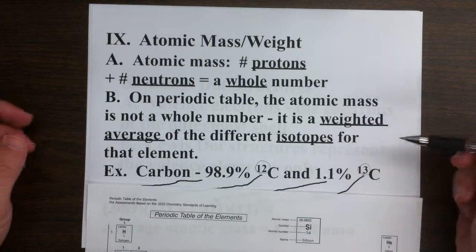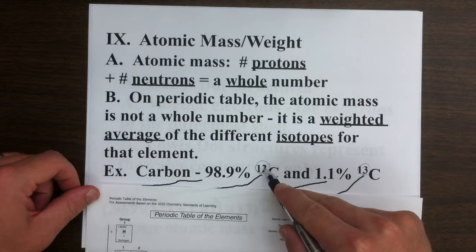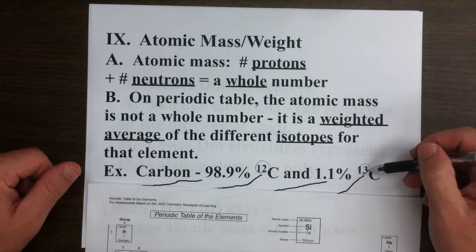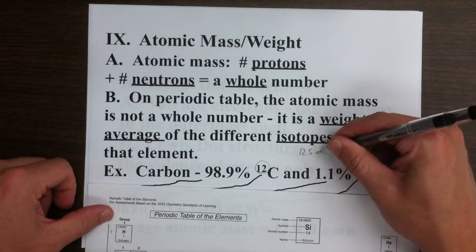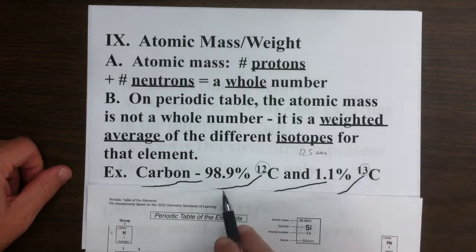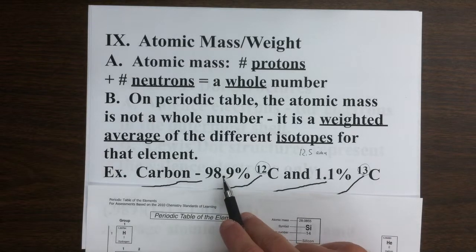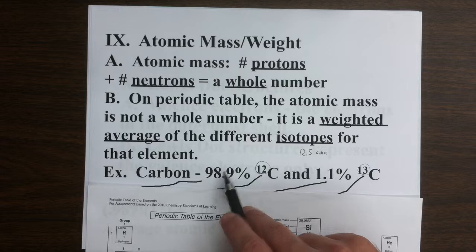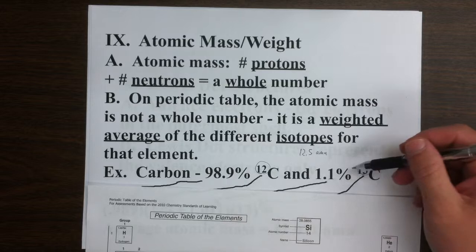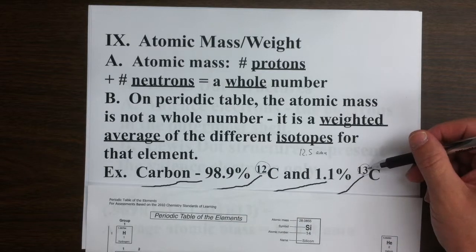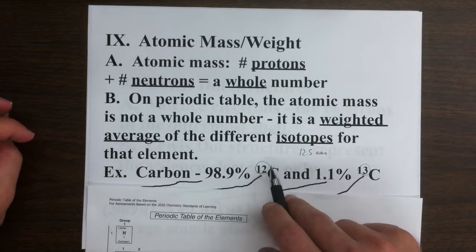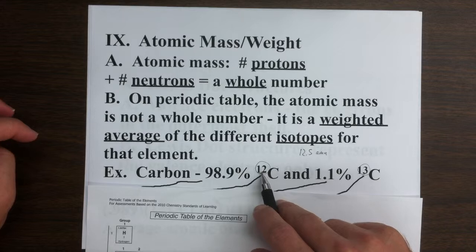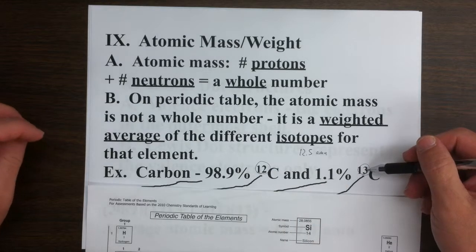Now, if these were evenly matched, such that there was 50% carbon-12 and 50% carbon-13, you could just take the average and say that the average was 12.5 AMU. However, in reality, if you had 100 grams of carbon sample, 98.9% of that would be carbon-12, and the other 1.1% of the atoms would be carbon-13. So carbon is going to be influenced much more by the atoms with a mass of 12 than by the atoms with a mass of 13.